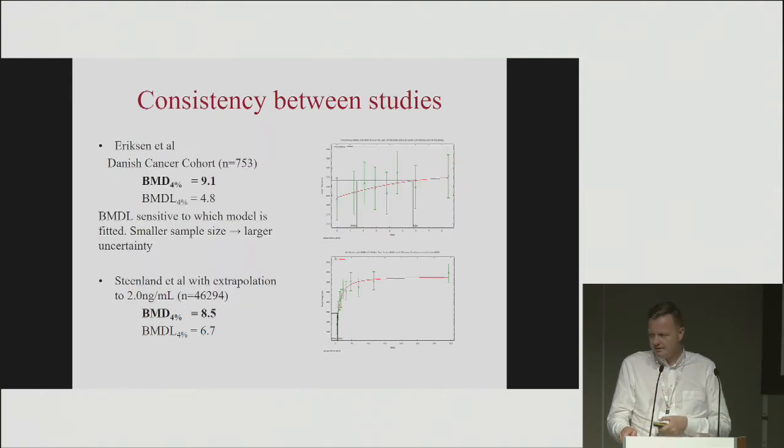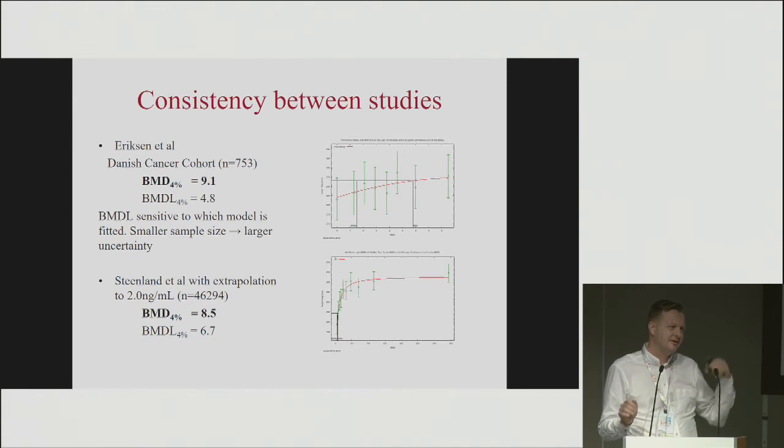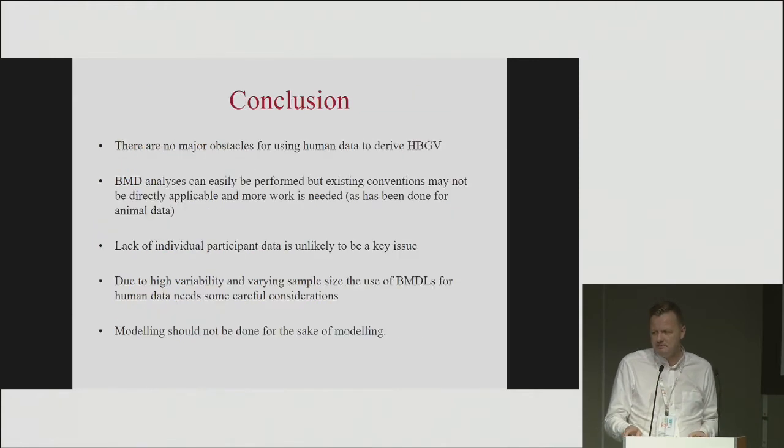But when I model the Danish study, you can see the confidence intervals are quite large. It's relatively insensitive. I can get, based on a model fit, slightly different values, but I managed to get more or less the same levels, but the BMDL is of course slightly lower. So here I have two studies showing the same benchmark response, reflecting that there is consistency between studies, or the same confounding factor for that matter. But in conclusion, I think there are no major obstacles for using human data to derive health-based guidance values.